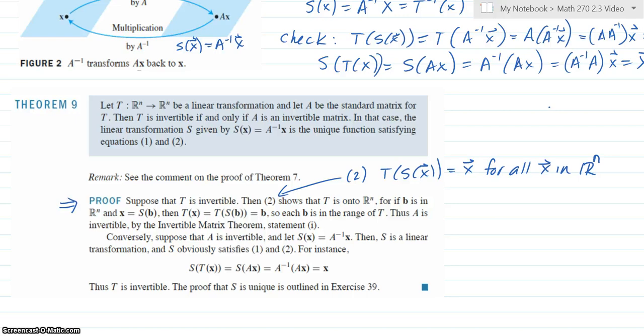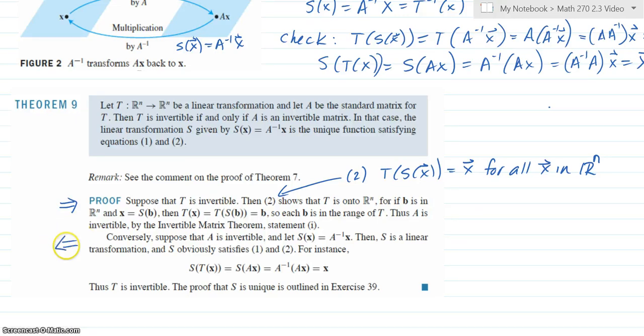And for each b in the range of T, therefore, by the invertible matrix theorem, we know that when the transformation T of Ax is onto, A is invertible. You can go back and look at that in the last video.